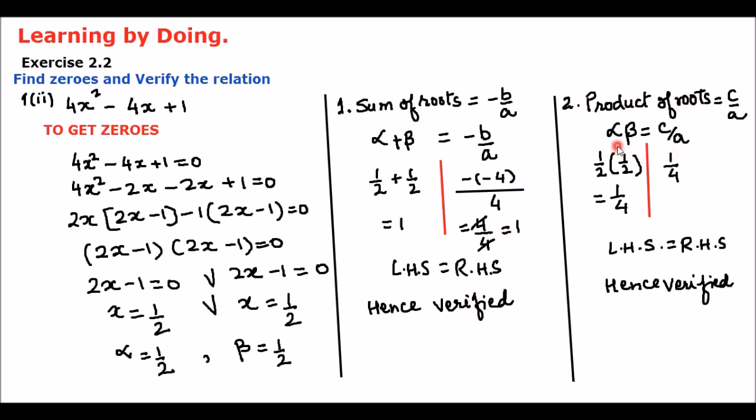So children, let's put the value of alpha. Value of alpha is half. Value of beta is again half. So when you multiply, you will get 1 by 4. Let's find out the value of c by a. C is the constant and a is the coefficient of x square. So it makes it 1 upon 4. So from both the sides, the answer is same, 1 upon 4. And therefore, once again, you are able to verify left hand is equal to right hand. Therefore, this relation holds good.